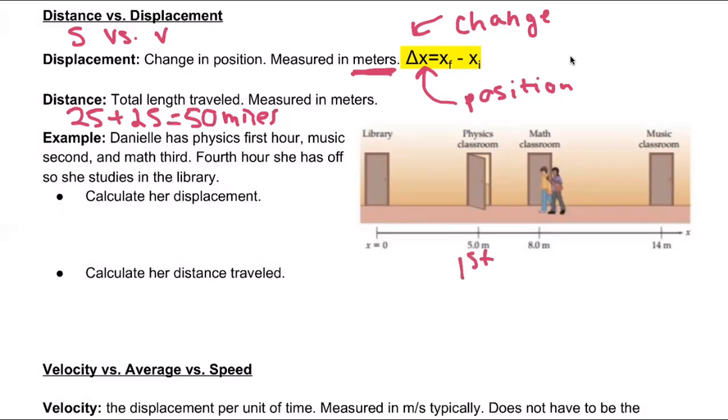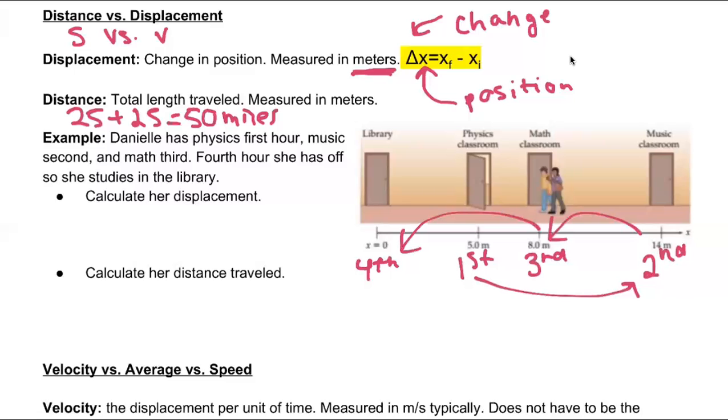So starting off, we're going to start with physics. So she's here first. Then she travels to music. That's for second hour. Then she travels to math for third hour. And then finally, fourth hour, I know we don't have 4 hours right now, but that's okay. She travels to the library. Maybe she has like a study hall or an off block.